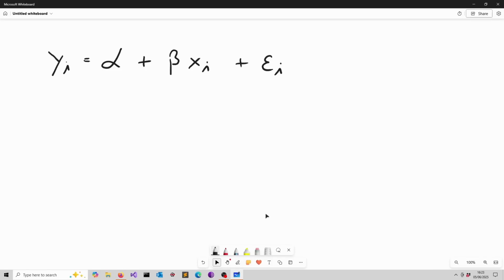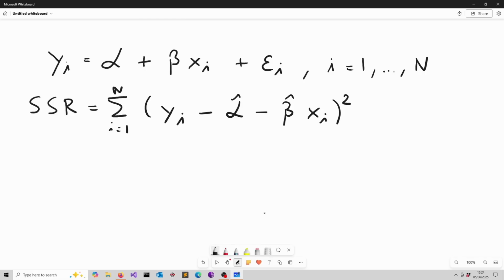Welcome back. In this session, we try to derive the coefficients alpha and beta based on minimizing the sum of squared residuals. We start with a very simple model where we only have one variable, xi, that explains our dependent variable yi. Note that we have a sample running from 1 to capital N. So i is 1, 2, and so on, going all the way up to capital N.